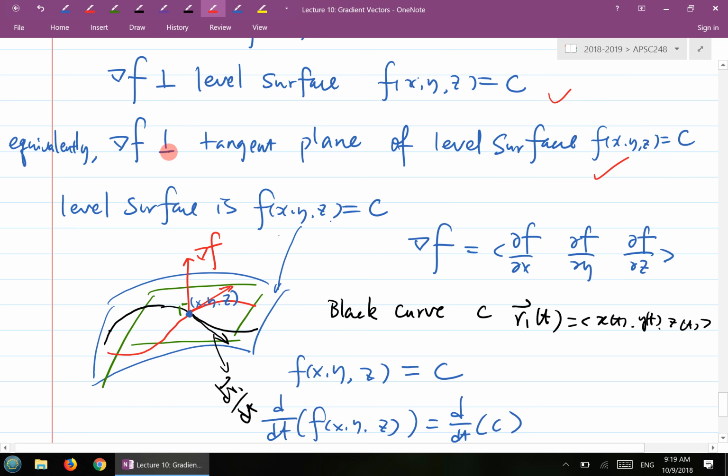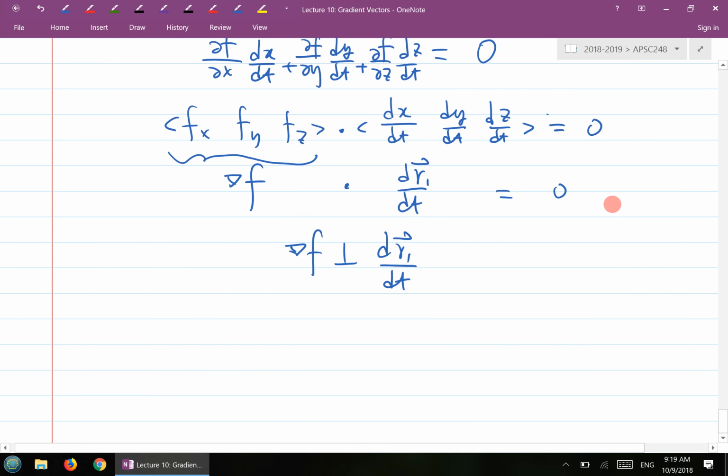Okay, so we're running a little short on time here. I'll show an example in the next lecture of how to find a tangent plane given an arbitrary surface. Any questions so far? So good? Great, thank you.